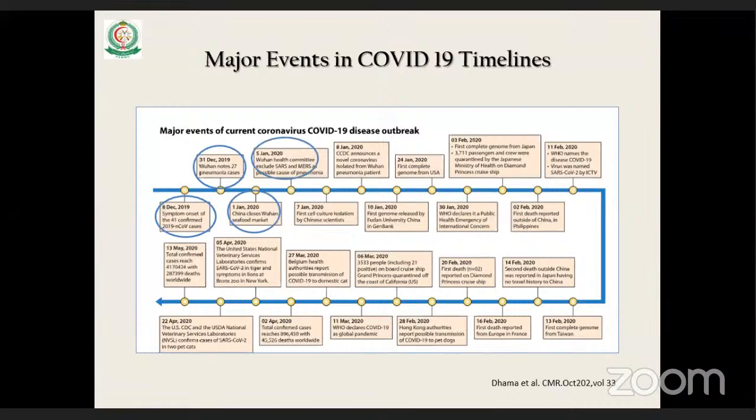On 5th of January 2020, the Wuhan Health Committee also excluded SARS and MERS as a cause of these cases of pneumonia. And on 7th of January 2020, it was the first time that the virus was isolated by culture. So on 8th of January, China CDC announced that these cases of pneumonia that occurred in Wuhan city are all related to a novel coronavirus. At that time, it was just called novel coronavirus 2019. The genome of the virus was identified.